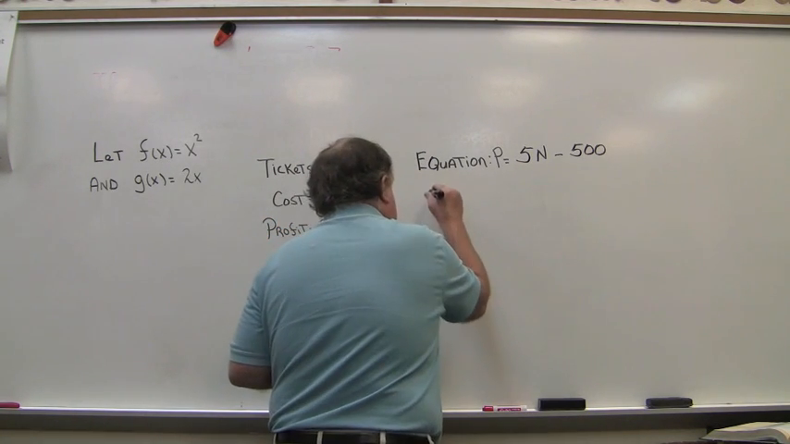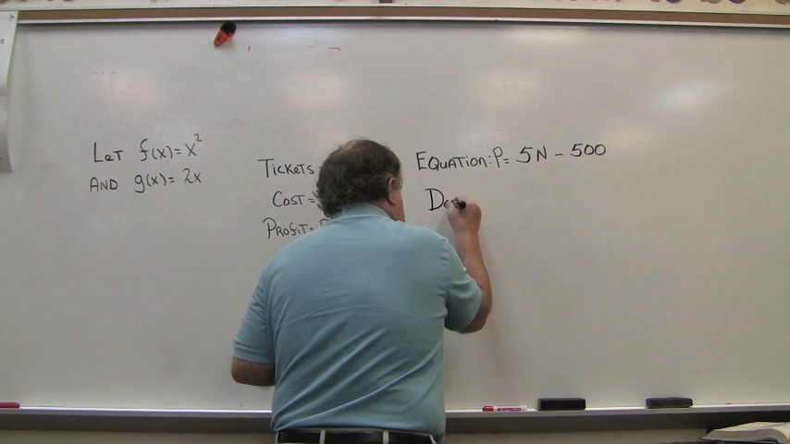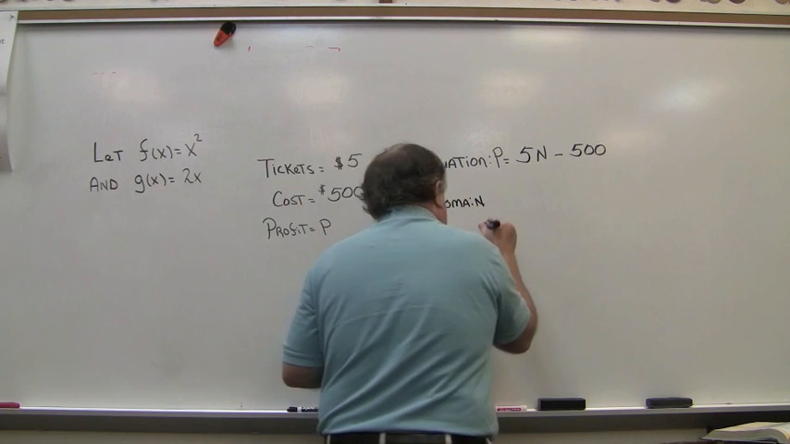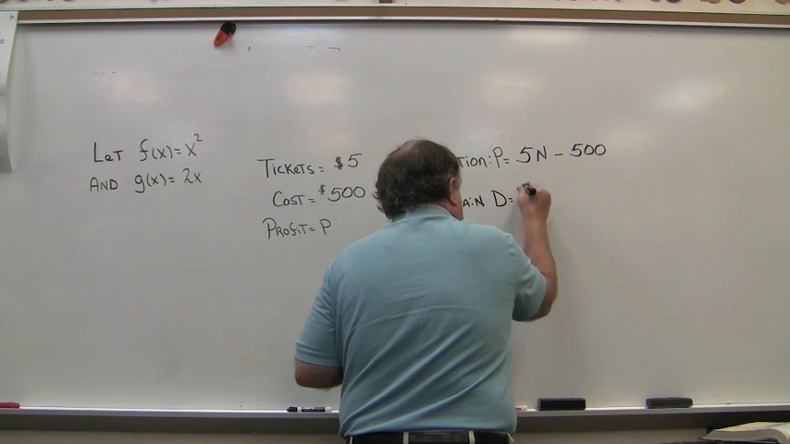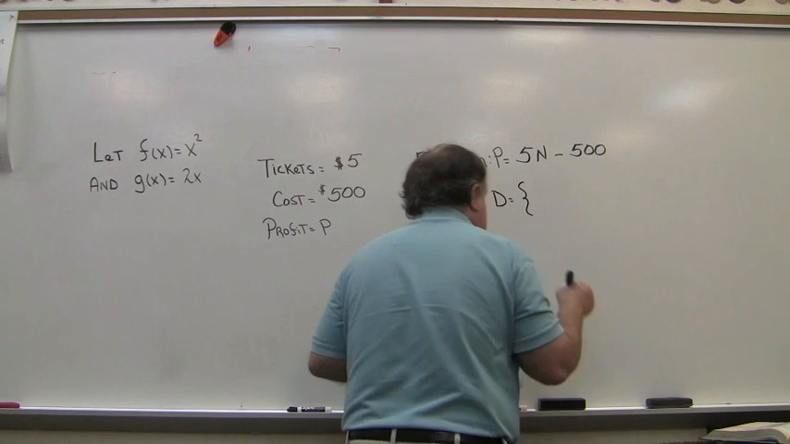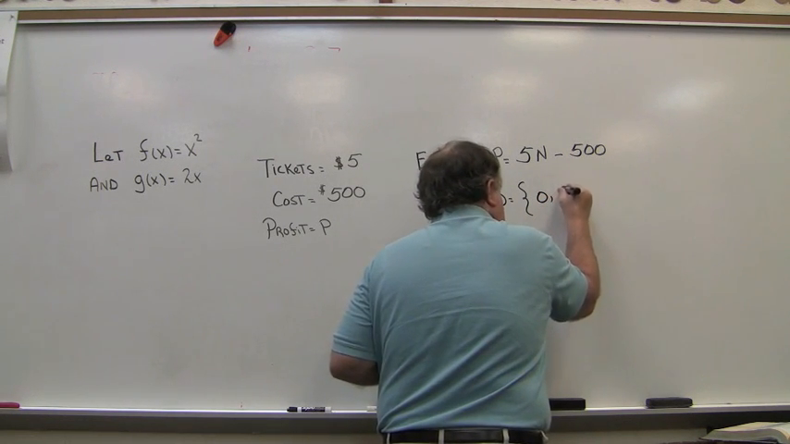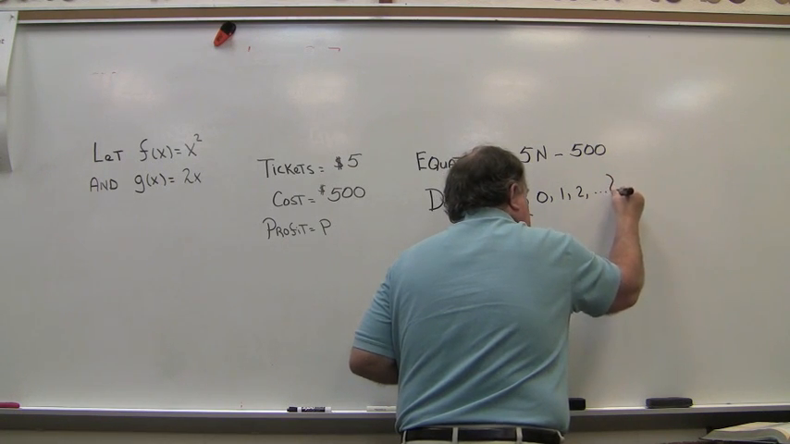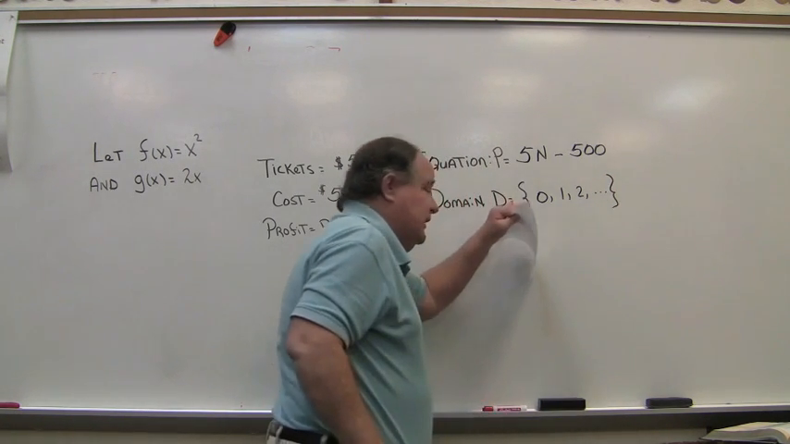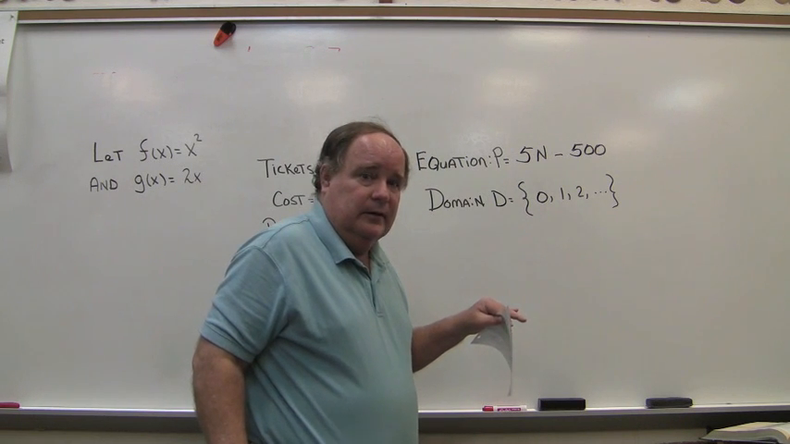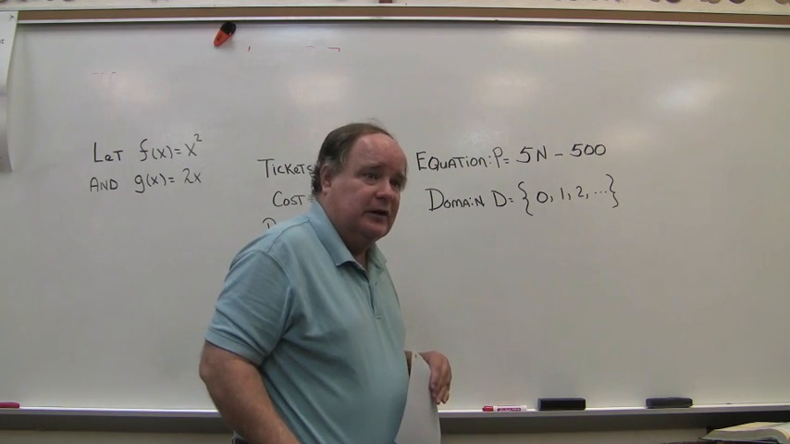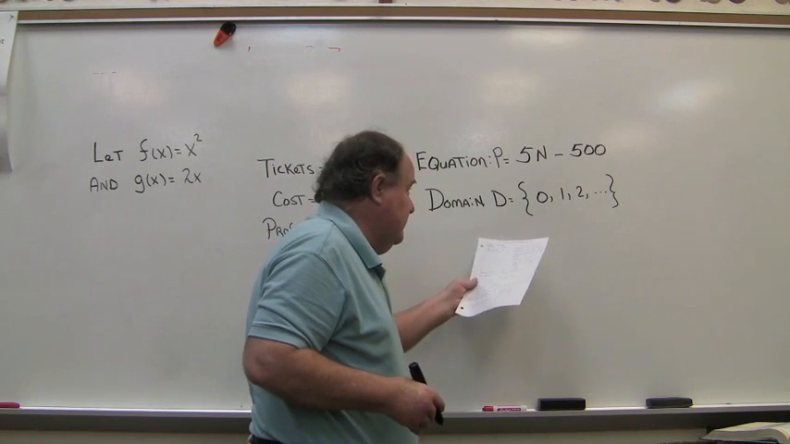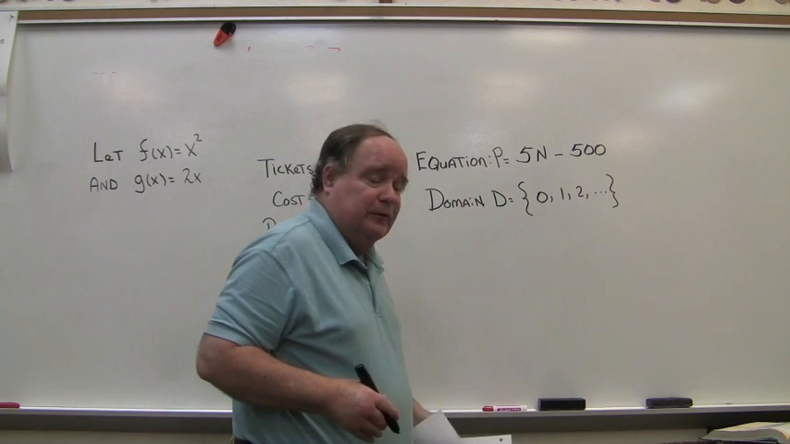So our domain is going to equal the number of tickets that we sell. We could sell no tickets. We could sell one ticket, two tickets, and on and on and on. As many tickets as we sell. The more tickets we sell, the less it's going to cost us, and then there's going to come a time when we're going to make a profit. That's my domain in this problem, the number of tickets.